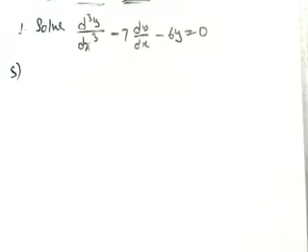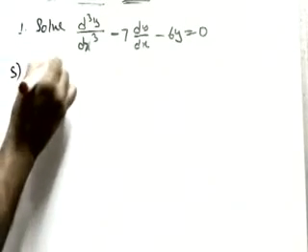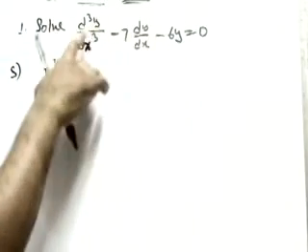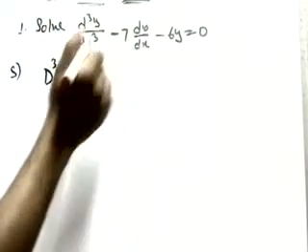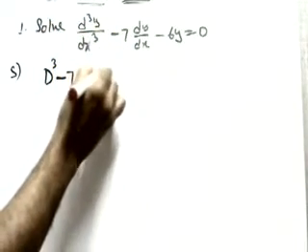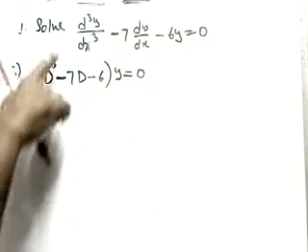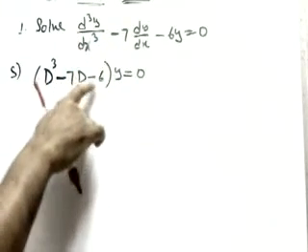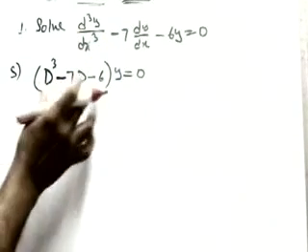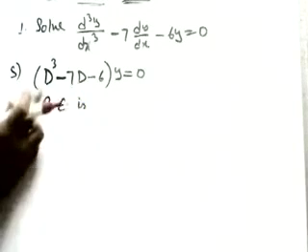Now you see there is a question on the board. Let me start the question. Solve. d by dx we can write like this, capital D. Let me take y common from all. This is capital D cube minus 7 into d by dx, capital D, minus 6, whole bracket into y equals to 0.